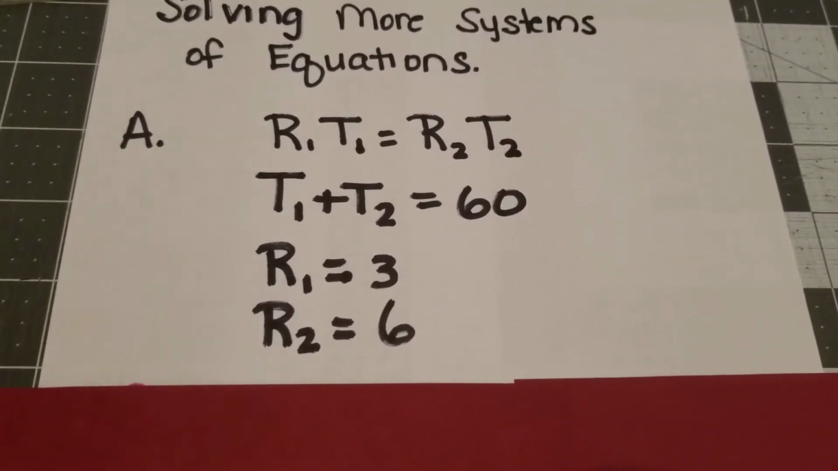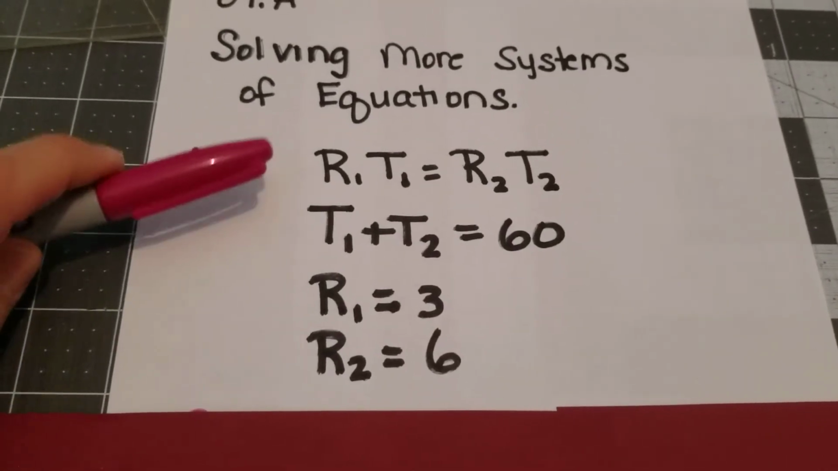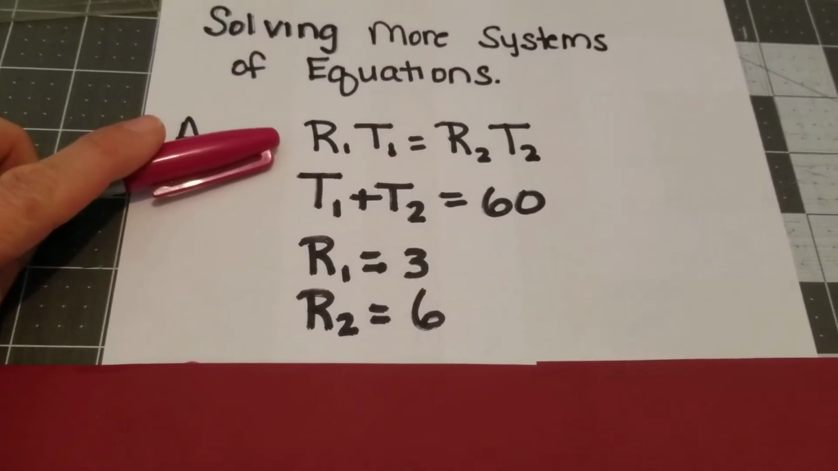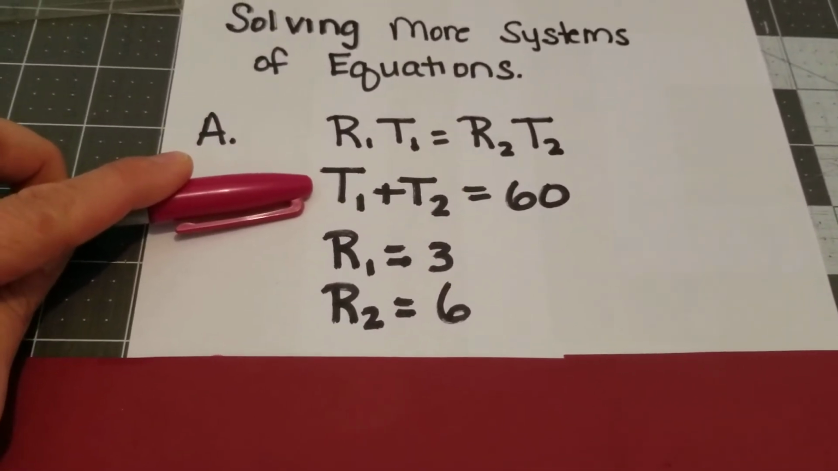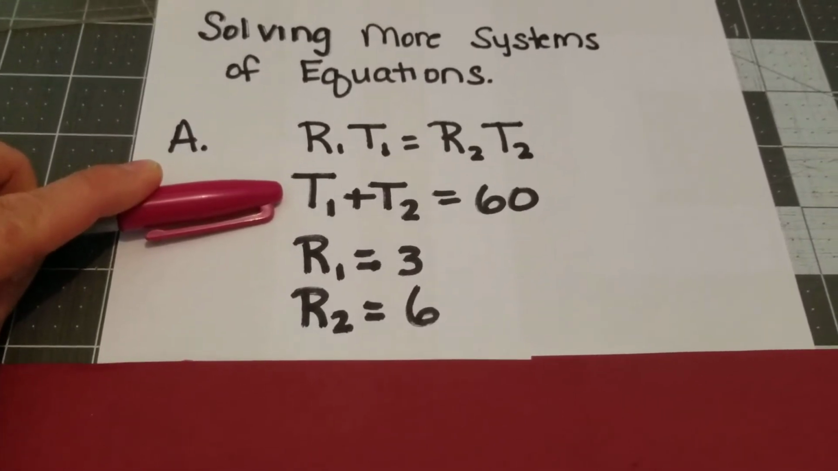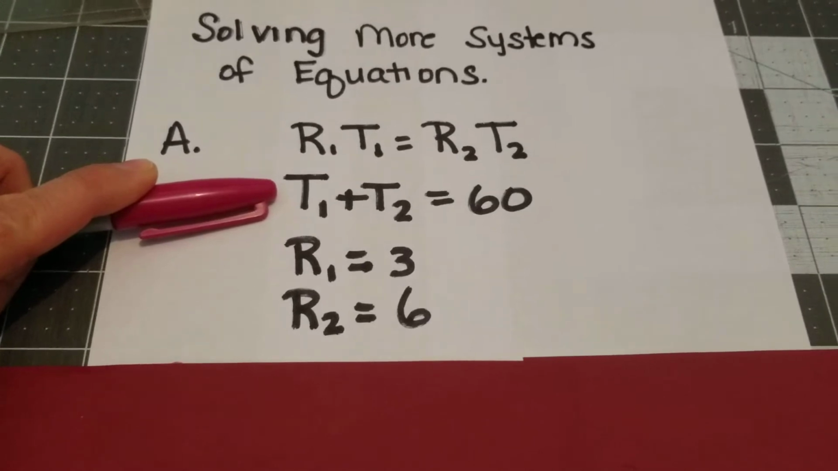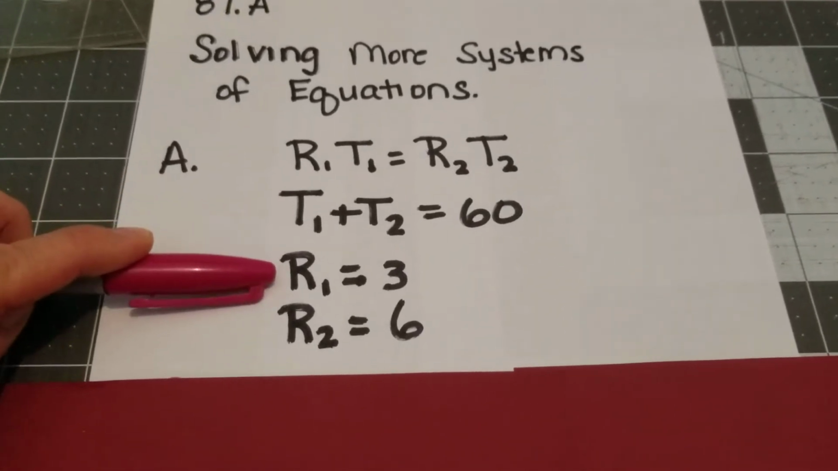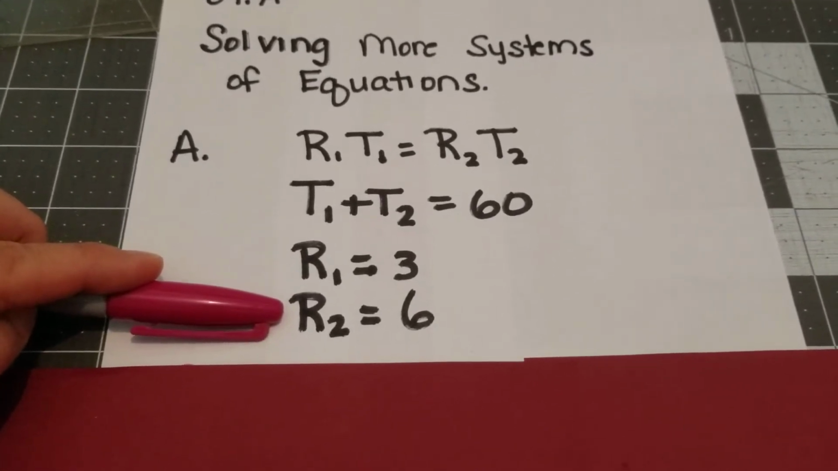Okay, so I'm going to focus on example A this time. They give us the equations R1 T1 is equal to R2 T2, and we're dealing with subscripts now, right? And the second equation is T1 plus T2 is equal to 60. Those are your first two equations. And then they give you that R1 is equal to 3, R2 is equal to 6.